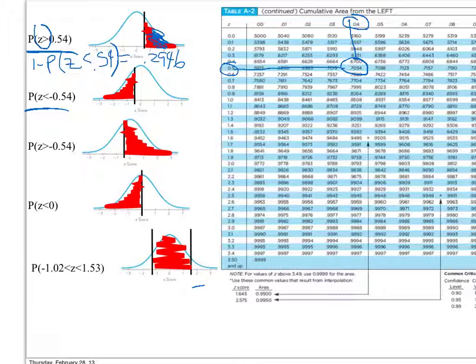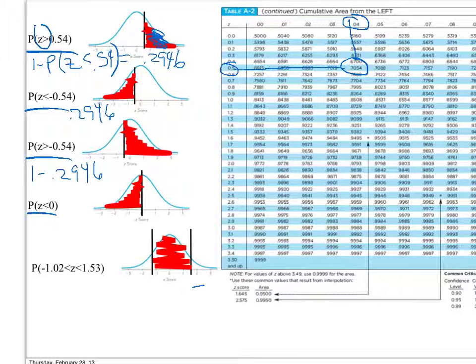Now, what about the probability that z is less than negative 0.54? Well, that probability should be the same as the probability that z is greater than 0.54 because of the symmetry of the normal curve. So this would also be 0.2946. The probability that z is greater than negative 0.54 is going to be 1 minus 0.2946.